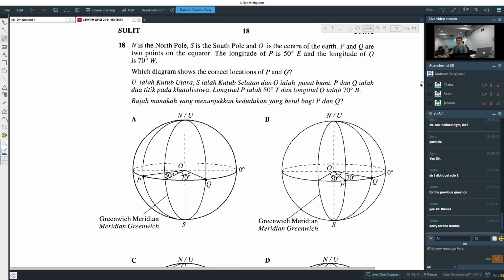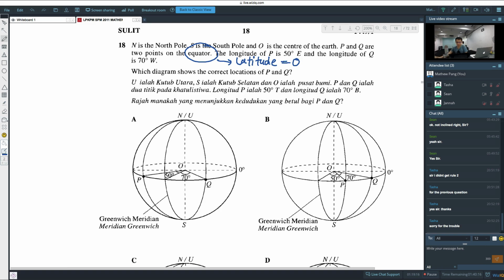Okay, this one you will need to understand longitude and latitude, and you will need to know how to see the angle. N is the north pole, and S is the south pole. O is the center of the earth. P and Q are 2 points on the equator. First thing you have to know: on the equator, the latitude is always equal to 0. The longitude of P is 50 E and Q is 70 west.